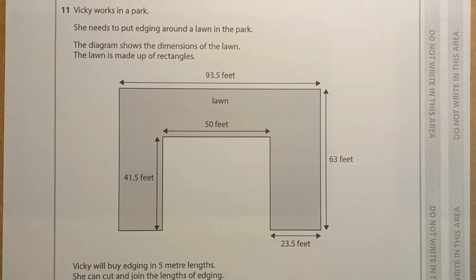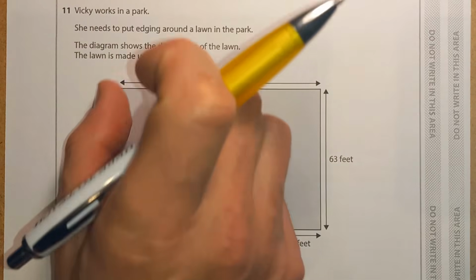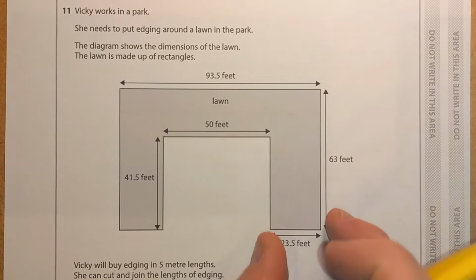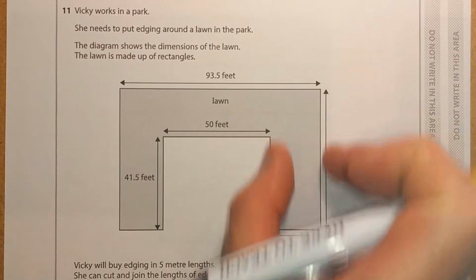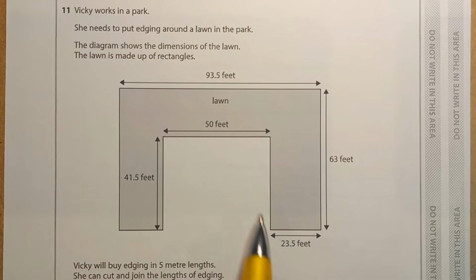Question 11. Vicky works in a park. She needs to put edging around a lawn in the park. The diagram shows the dimensions of the lawn. The lawn is made up of rectangles. So we can think of it as, well, you could have a long one there, one here, and another long one. Or you might think of two short ones and a big long one. But we've got rectangles. And we've got all the measurements in feet at the moment.